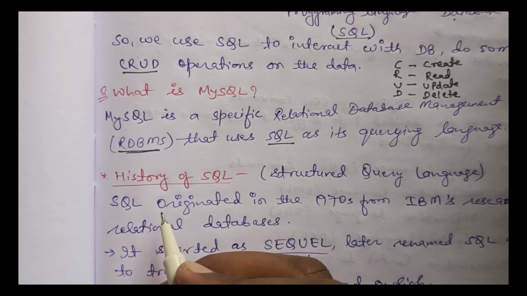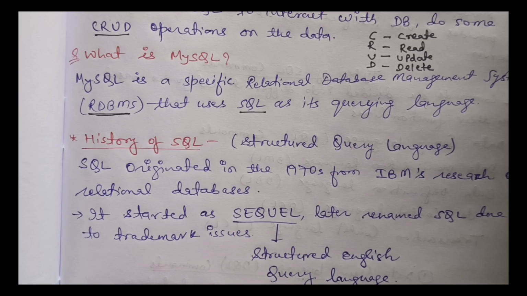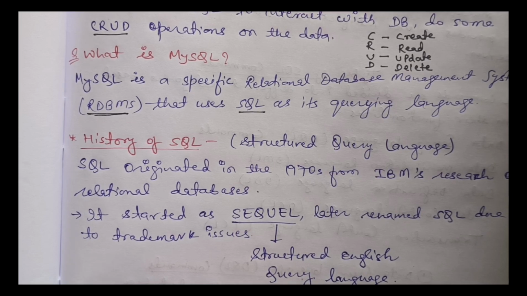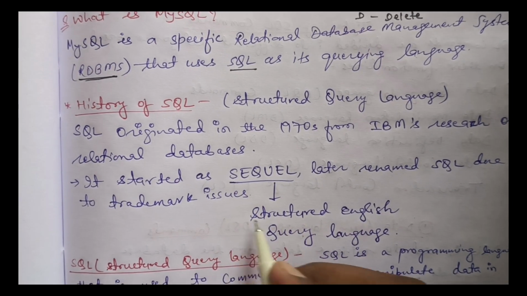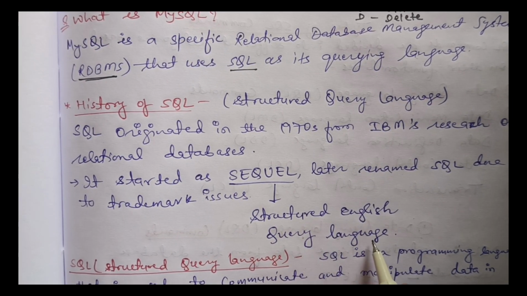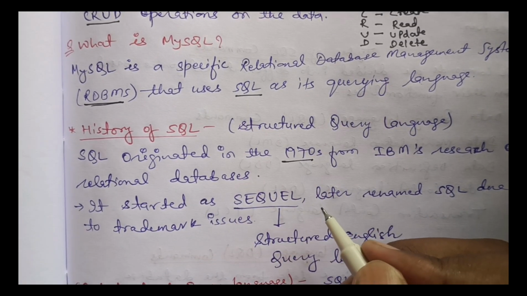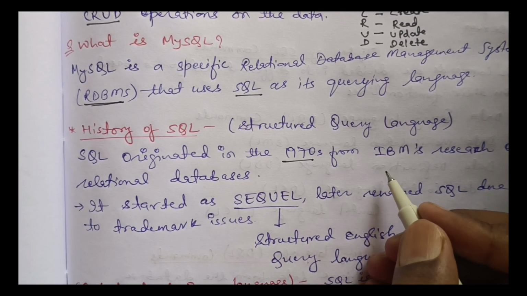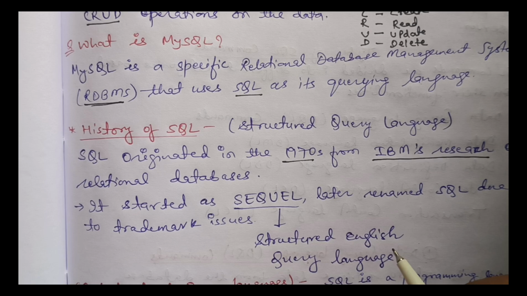So now we continue here. What is the history of SQL? We know that SQL stands for Structured Query Language, but before it, SQL originated as SEQUEL, whose full form is Structured English Query Language. So SQL originated in the 1970s from IBM's Research Center on relational databases.